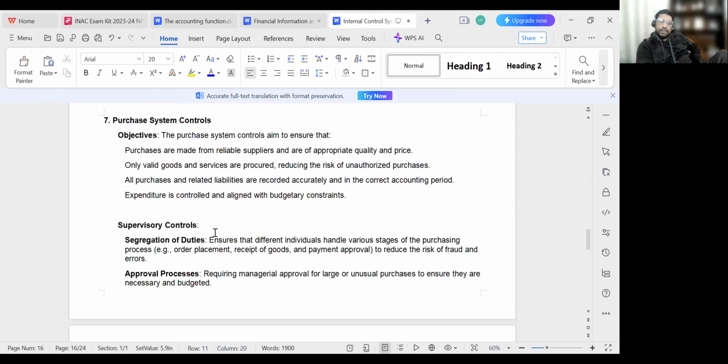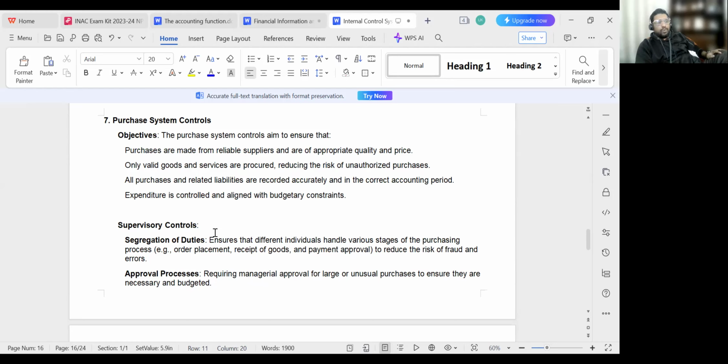Then we have purchase system controls. Okay, so what is purchase system? Purchase system is you order your goods, right? You receive the goods, then you receive the invoice. You record the transaction, make the payment, and then those goods go to the store where it is recorded in the inventory. That's your purchase system.